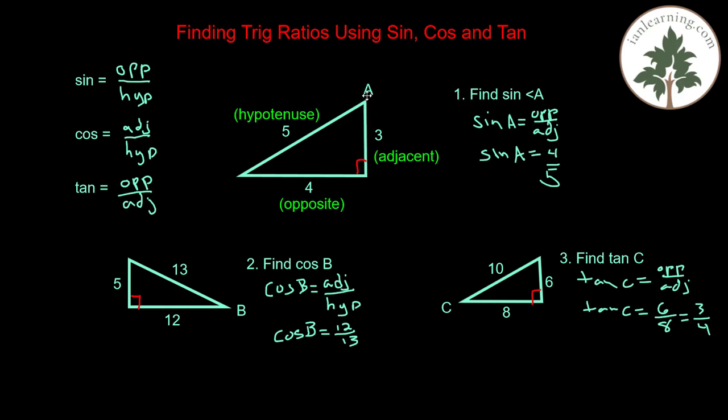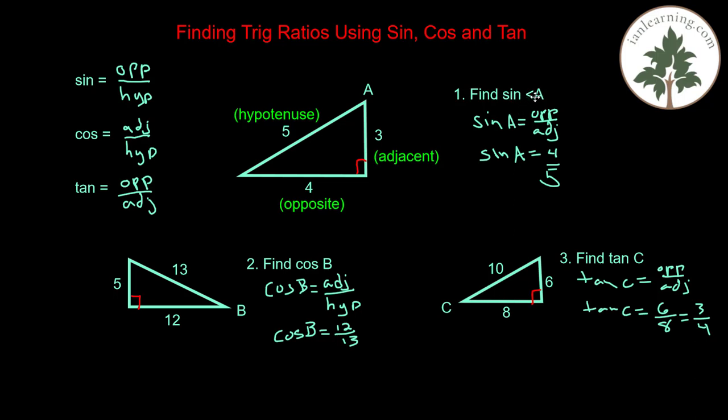So this would be our angle, angle A, and this side would be 3 units long. Could be kilometers, it could be inches. This would be 4 units long, and this would be 5 units long. So let's go ahead and do a problem here. Let's find the sine of angle A. Remember, it's always sine, cosine, or tangent of some angle.